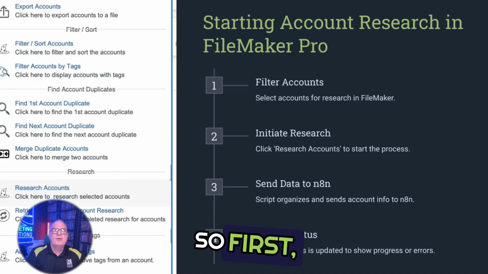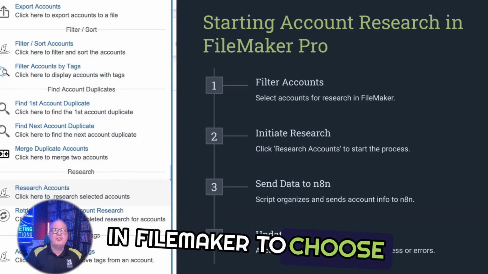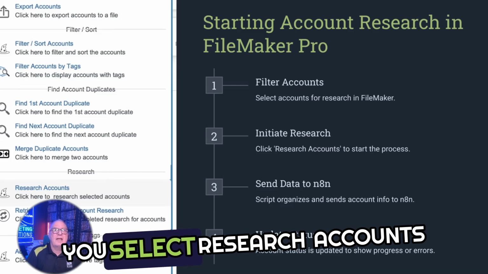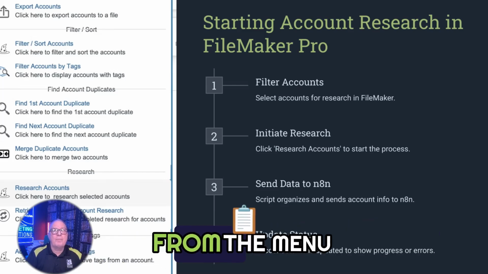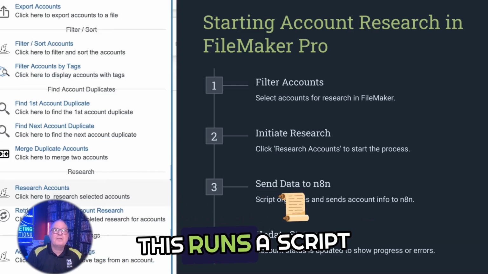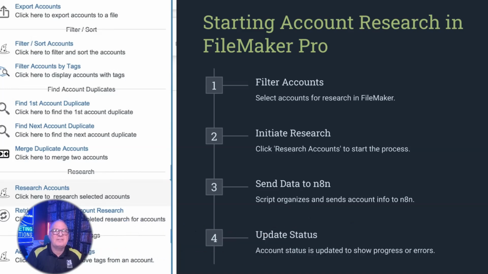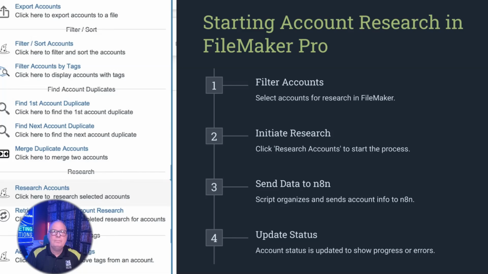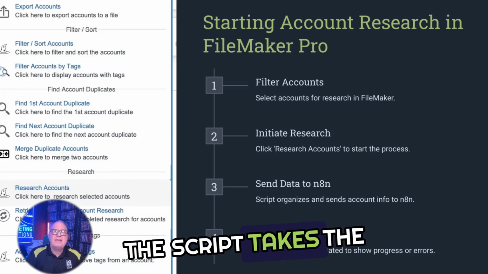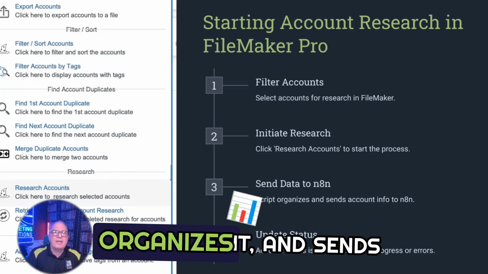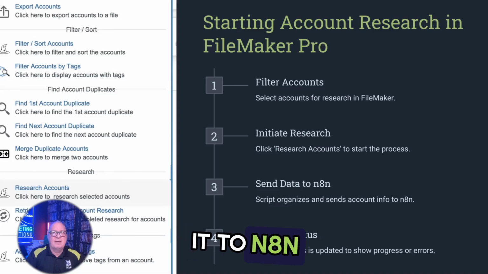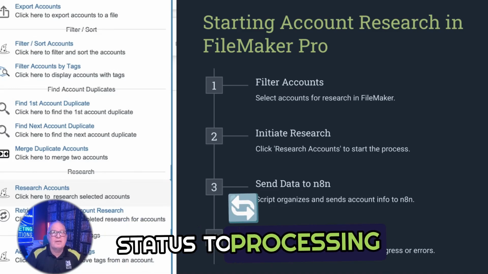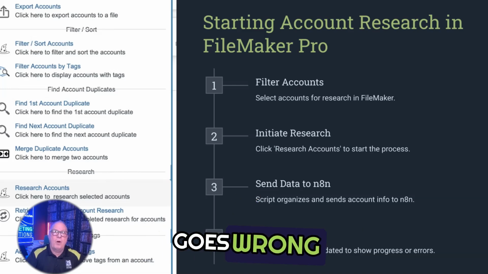So first, you filter your accounts in FileMaker to choose the ones you want to research. Then, you select Research Accounts from the menu. This runs a script that sends each account's details to n8n for processing. The script takes the account information, organizes it, and sends it to n8n. At the same time, it updates the account's status to processing or failed if something goes wrong.